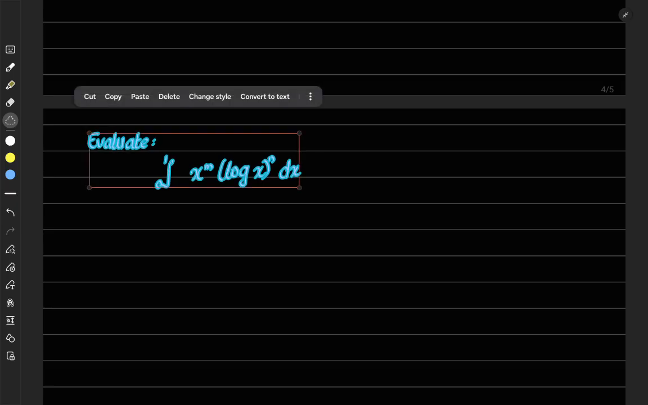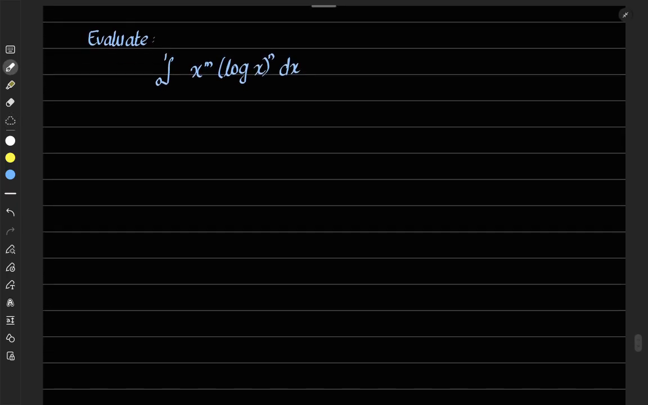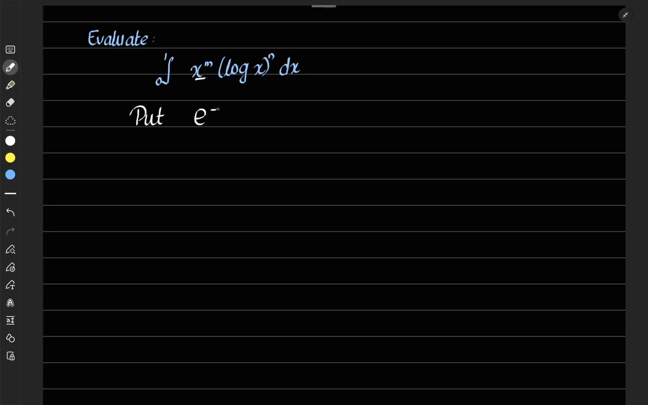Whenever you see the log term in your integral, you will try to substitute this x term as e to the power minus t. So put e to the power minus t as x. Why are we substituting x as e to the power minus t? Because note that x has positive limits. Since x will take positive values, but log x may take negative values when x is less than 1 and greater than 0. Exponential is always a positive function, so that's why we are substituting x as e to the power minus t.